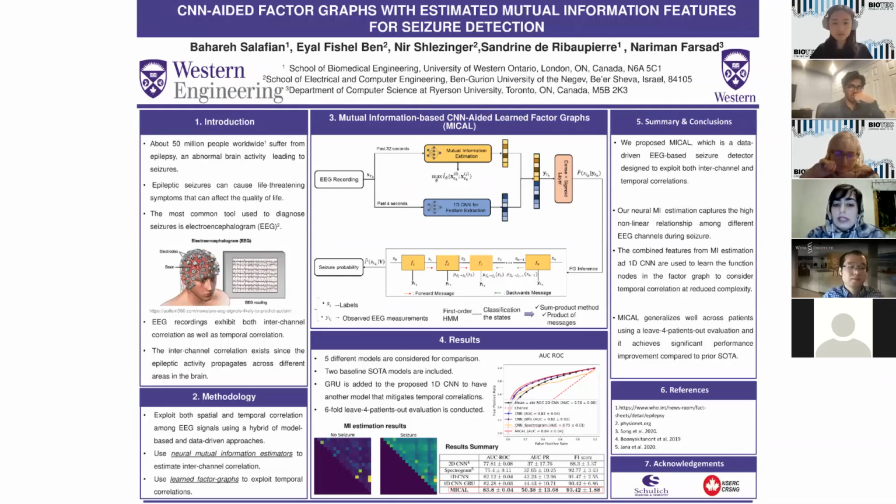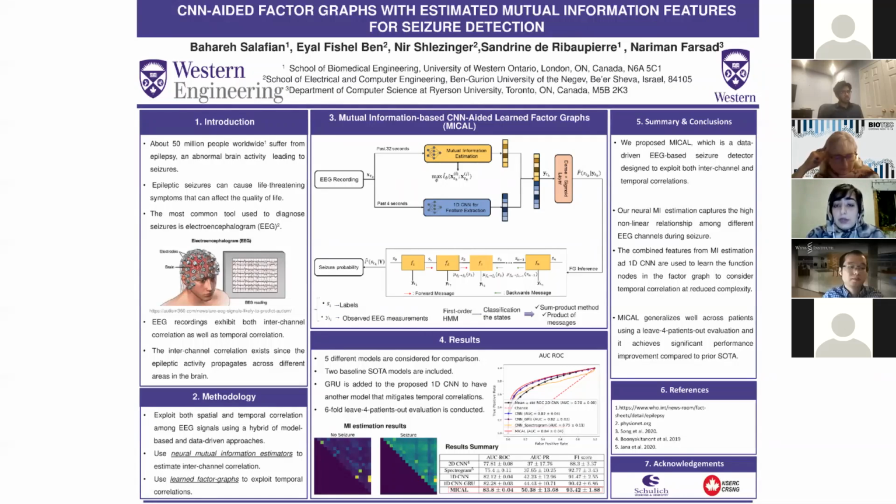If you look at the heat maps, when we move from the no seizure to the seizure state, we can see the mutual information estimation is increasing. So it implies that our estimator is strong enough to capture high correlation during seizure.